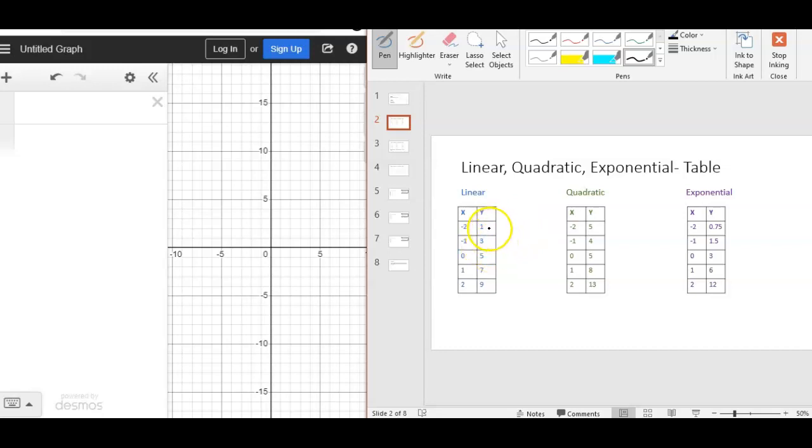What you can do is you can look at the pattern in the values. So for example, here we have a linear function. Notice that we're adding 2 every time to the y values. So this kind of constant rate of change is a characteristic of a linear function.